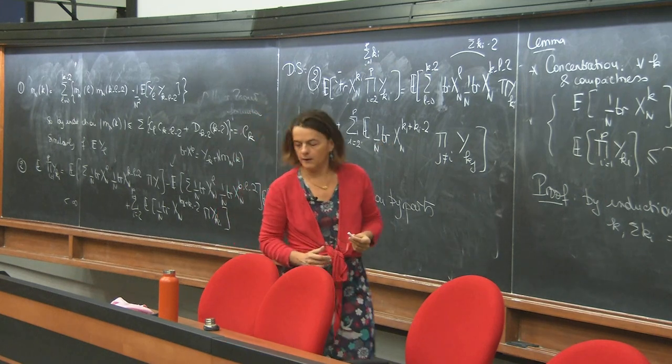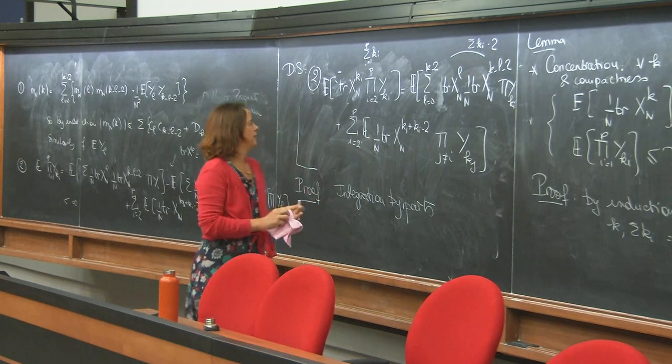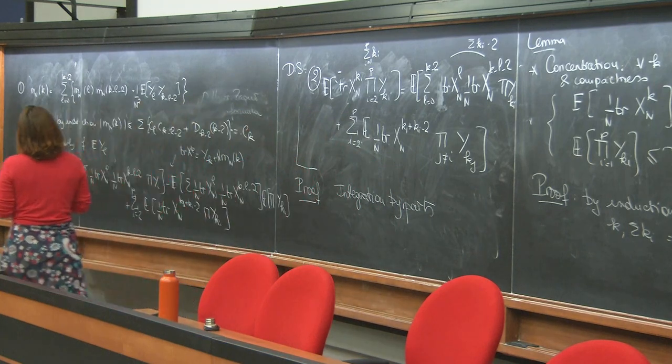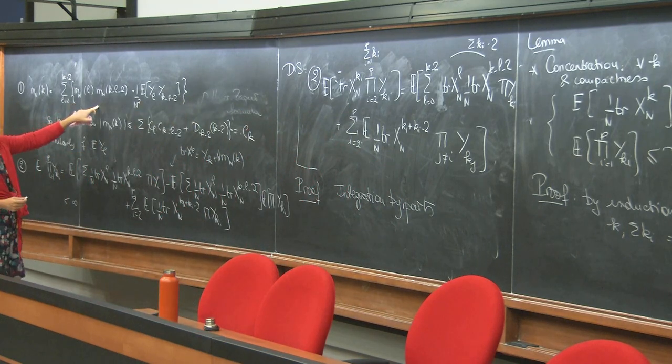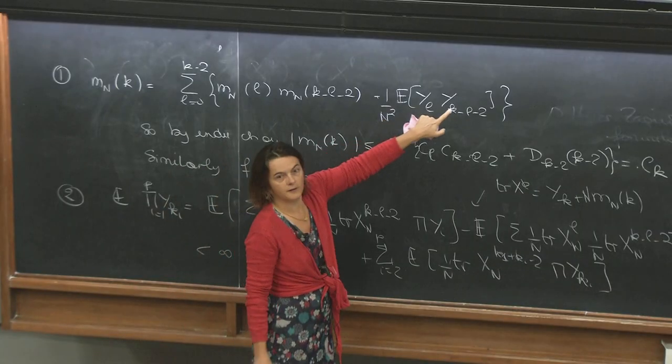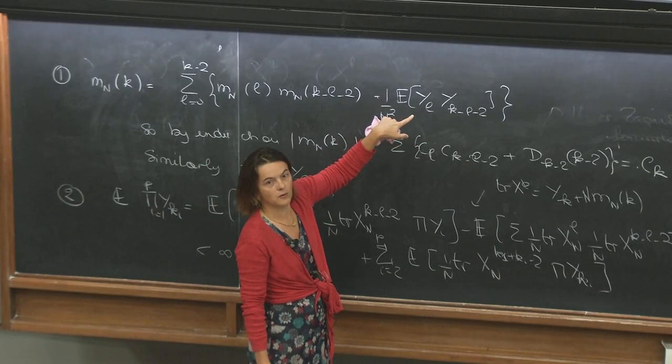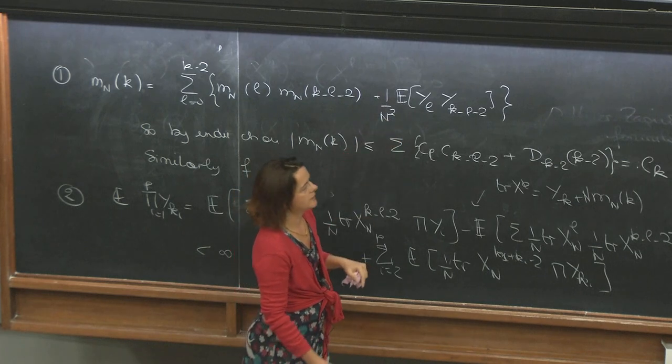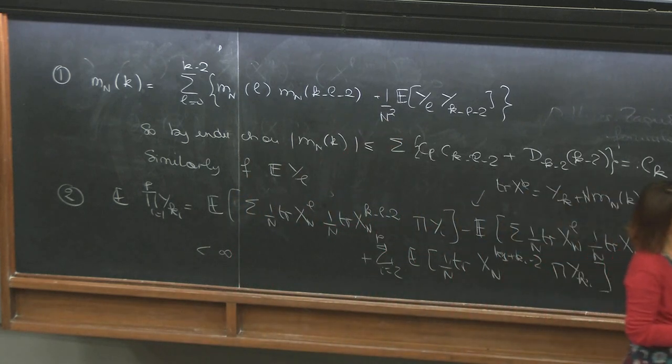Okay, so how do we do that? Well, if I come back here, for instance, once I have this uniform bound on this moment, I know this is going to be small. So I know asymptotically that I will have, okay, I have no more blackboards.